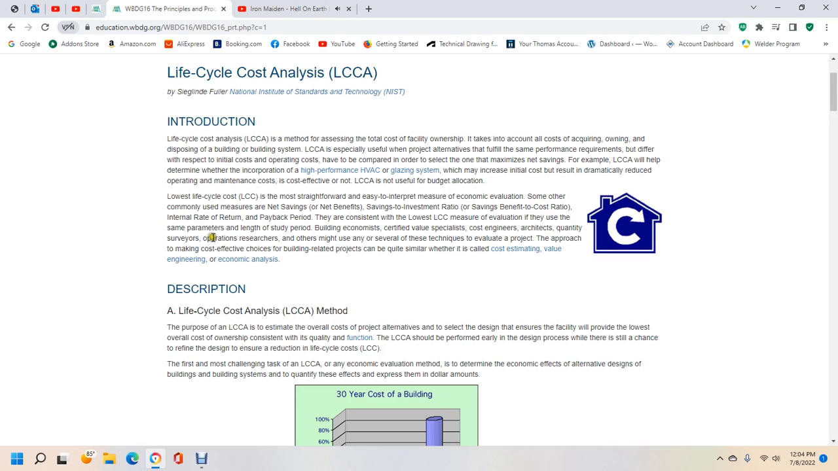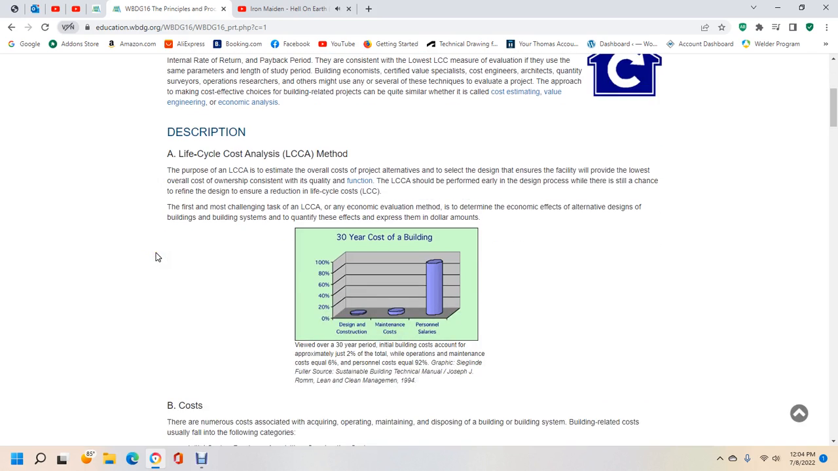If they use the same parameters, such as length of study period, building economics specialists, cost engineers, architects, and quantity surveyors, as well as operations research specialists and others, may use any of several other techniques to evaluate the project. The approach to making cost-effective choices for building-related projects can be quite similar, whether it's called cost estimating, value engineering, or economic analysis.